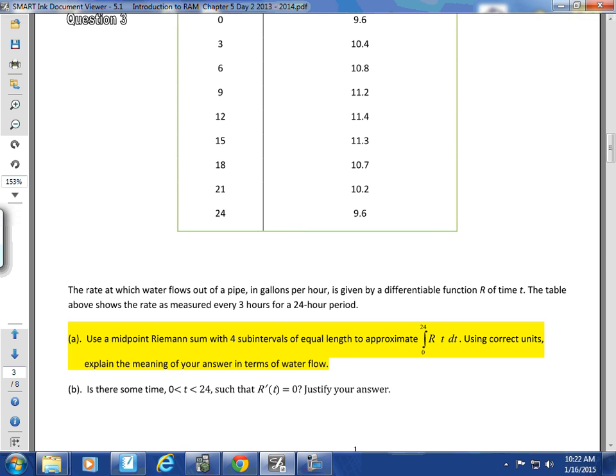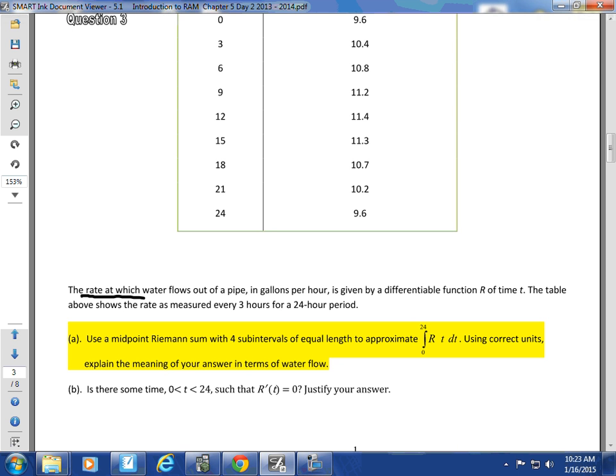Okay, again, if we look at the next problem, this is the real key when you come around to the AP test: the word you always want to find in these story problems is rate. Because when they tell you you're looking at a rate, they're telling you, I've got a derivative. So this is the rate water flows out of a pipe in gallons per hour. It's given by a differentiable function R of t. The table above shows the rates as measured every 3 hours in a 24-hour period.